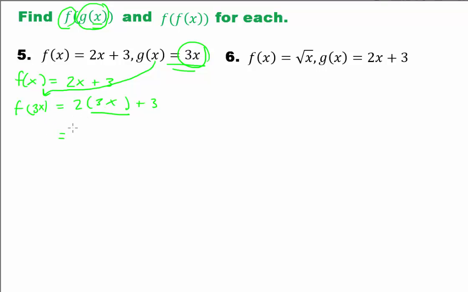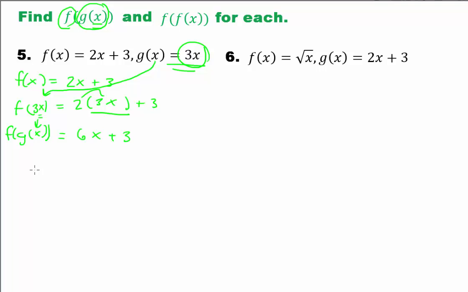And then by doing that, I can simplify by multiplying. So this will be 6x plus 3. So f of g of x is equal to 6x plus 3. And again, we can see that because 3x is equal to g of x.